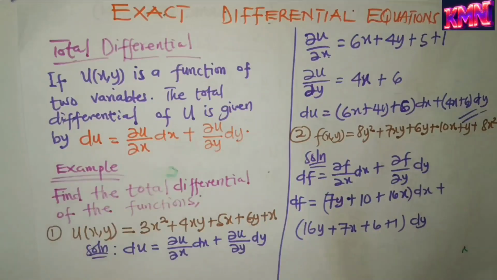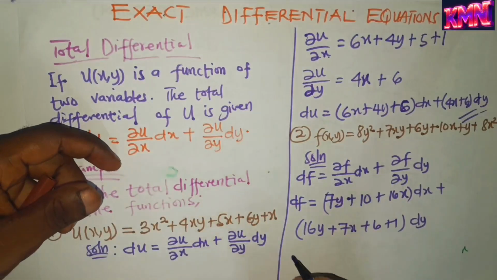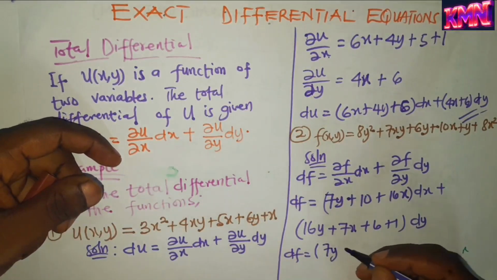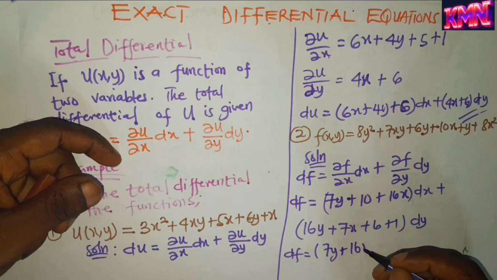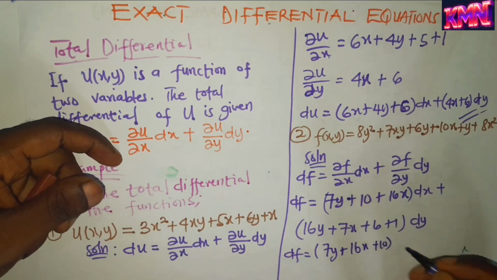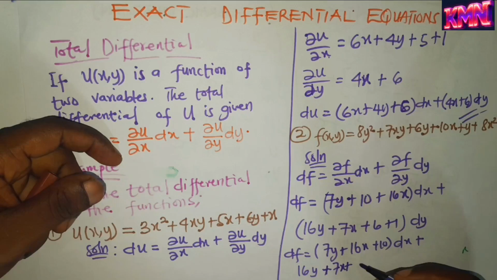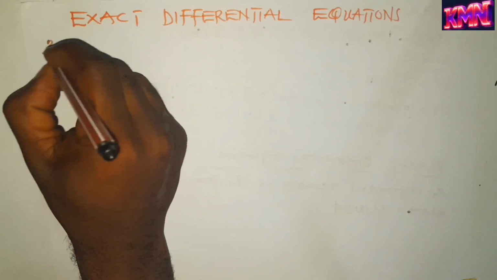We have to simplify. When we add the 6 and 1, we will get df equal to (7y plus 16x plus 10) dx plus (16y plus 7x plus 7) dy. And that's the answer.